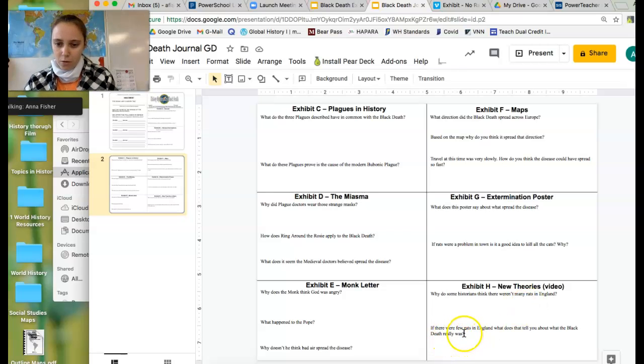So if there were a few rats in England, what does that tell you about what the Black Death really was? They're arguing that in other plagues spread by rats, there's all sorts of reports about piles of dead rats, and there's dead rats everywhere. That's what happened in India. No record of that happening in the 1300s in Europe whatsoever. Alrighty.